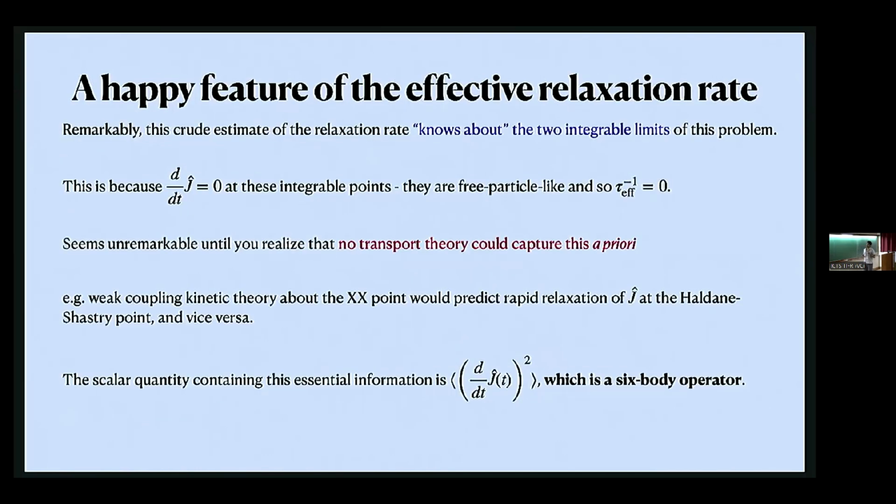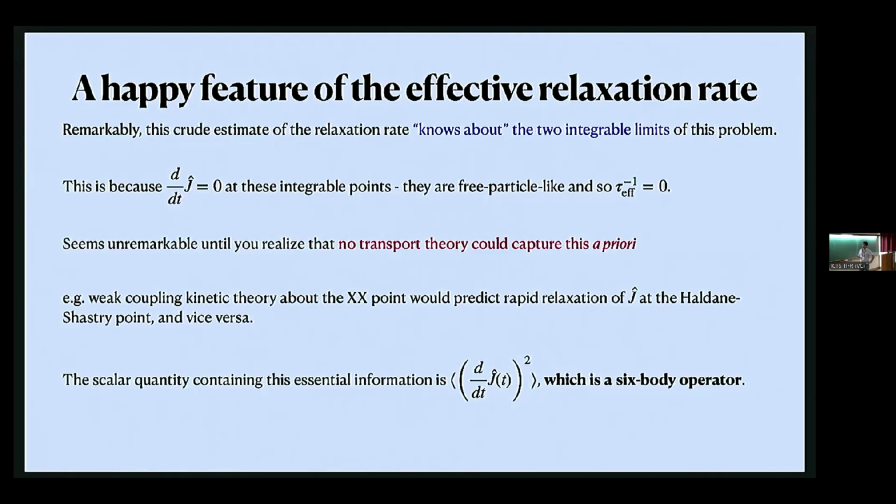So a very nice feature of this effective relaxation rate, at least for the problem that we're looking at, is that it knows about integrability in this setting. And this is pretty non-trivial. I'm not sure how generic it is, but it does work for this problem at hand. And the reason it works so beautifully is because the spin current actually vanishes exactly at the two integrable points. Because XX and Haldane-Shastry have this free particle interpretation, dJ/dt equals 0.